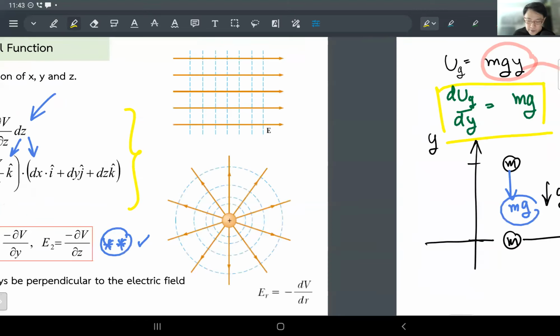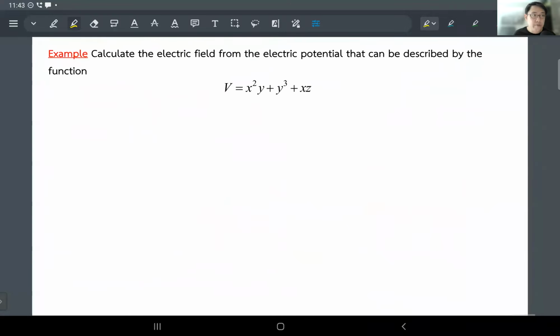Okay, here we go, guys. Even if you don't understand anything at all, you will be able to do this, seriously, because you just follow the process. Think of this like a cooking recipe. Hey guys, look at this. You are given an electric potential function. See, it's a function of X, Y, and Z, blah, blah, blah. And then they're just asking you to calculate the electric field from the electric potential given.